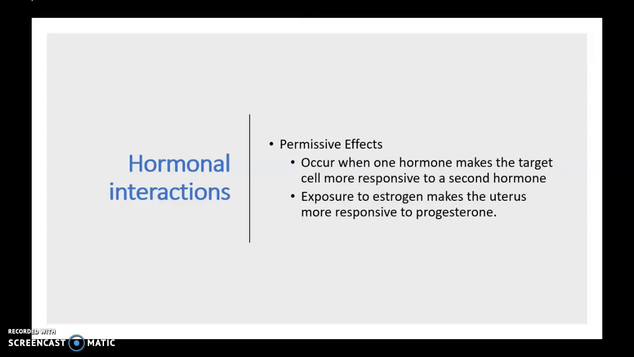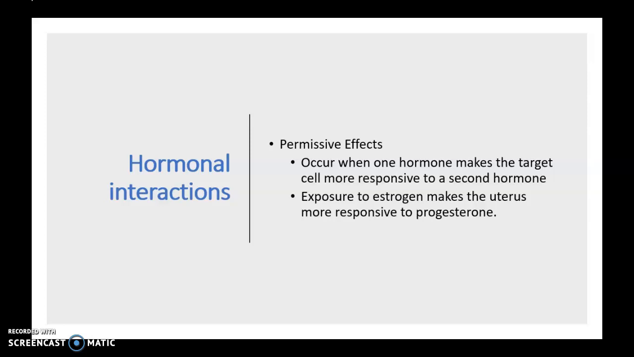Moving on to permissive effects. A hormone is said to have a permissive effect on the action of a second hormone when it enhances the responsiveness of a target organ to the second hormone, or when it increases the activity of the second hormone. What do we mean by that?